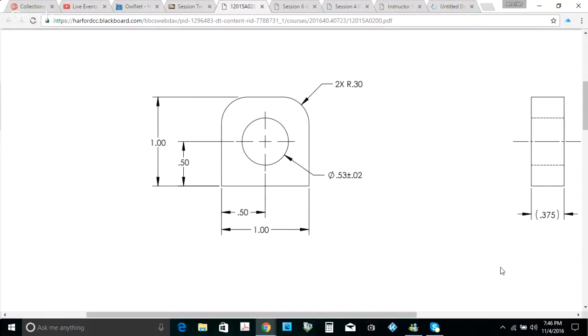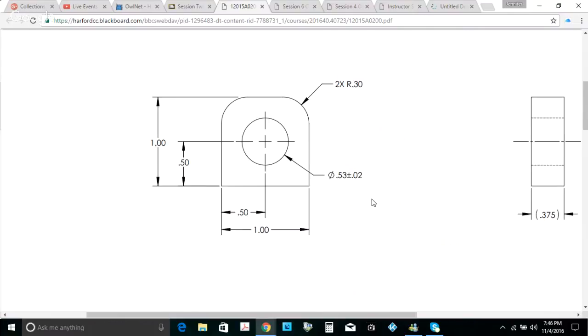Basically what I'm trying to say is I want you to be able to express something like this hole diameter here. If I say the hole is a diameter of 0.53 and it can be as big as 0.55 and as small as 0.52, write the dimension to display that.